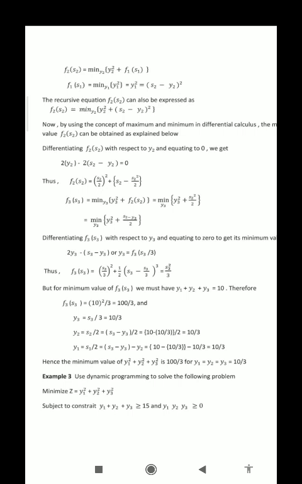Next is another problem. Use dynamic programming to solve the following. Minimize z equal to y1 square plus y2 square plus y3 square, subject to the constraints y1 plus y2 plus y3 greater than or equal to 15. Solve the problem using the previous concept.